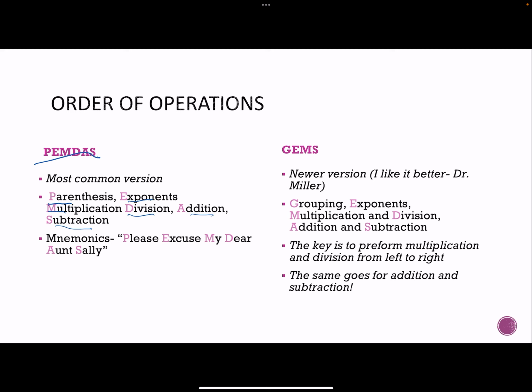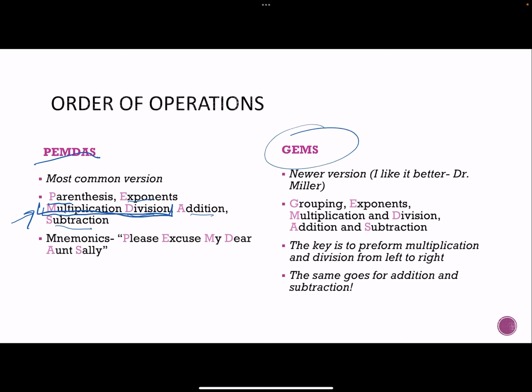A lot of people use this mnemonic to remember it, like please excuse my dear Aunt Sally. But this is the order of operations. You have to take care of what's inside the parentheses, followed by exponents, multiplication and division from left to right, addition and subtraction from left to right. And this definition doesn't really show how equal multiplication and division and addition and subtraction are.